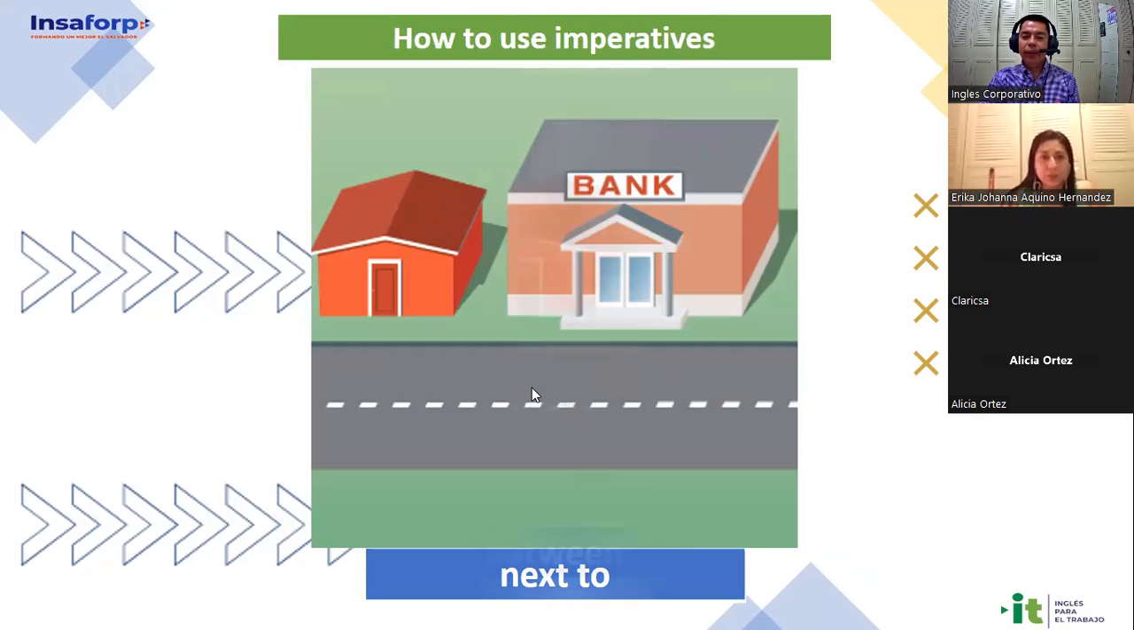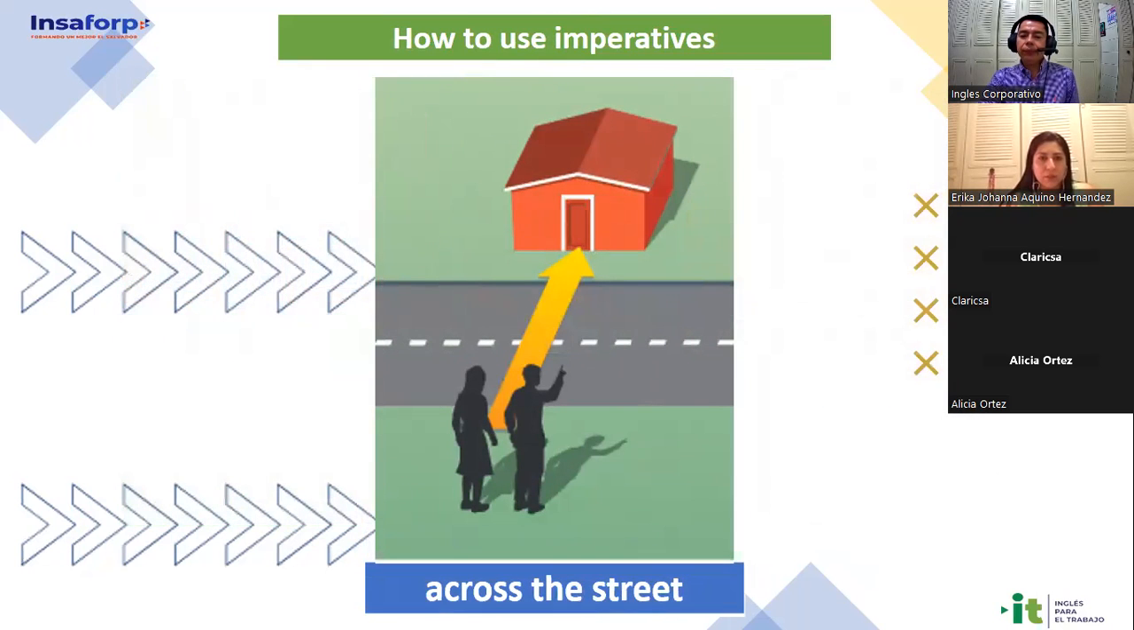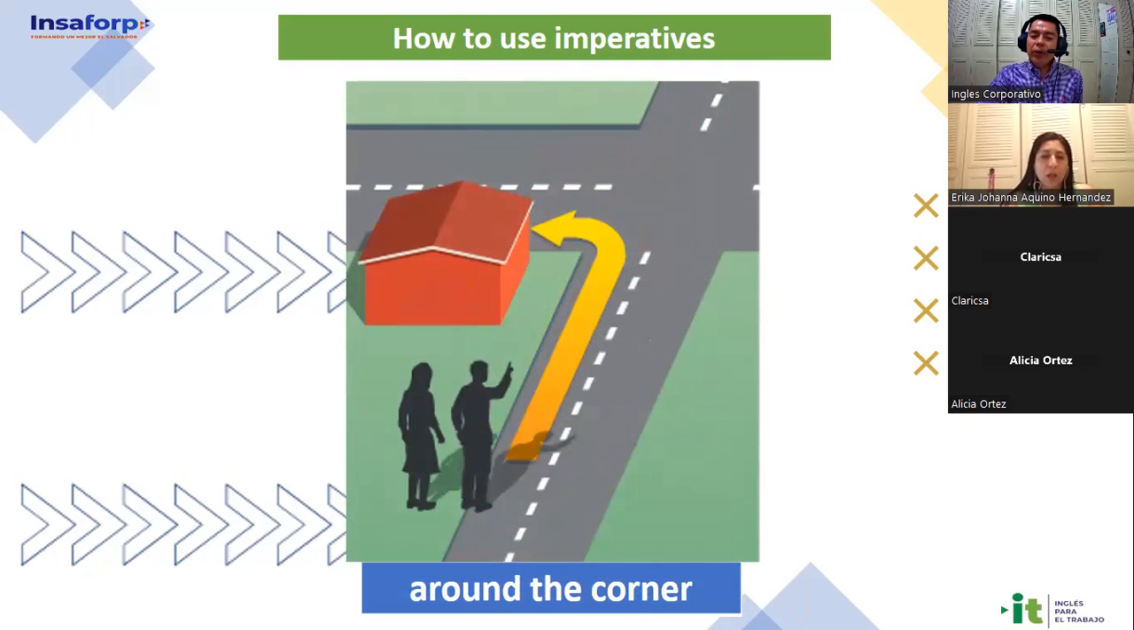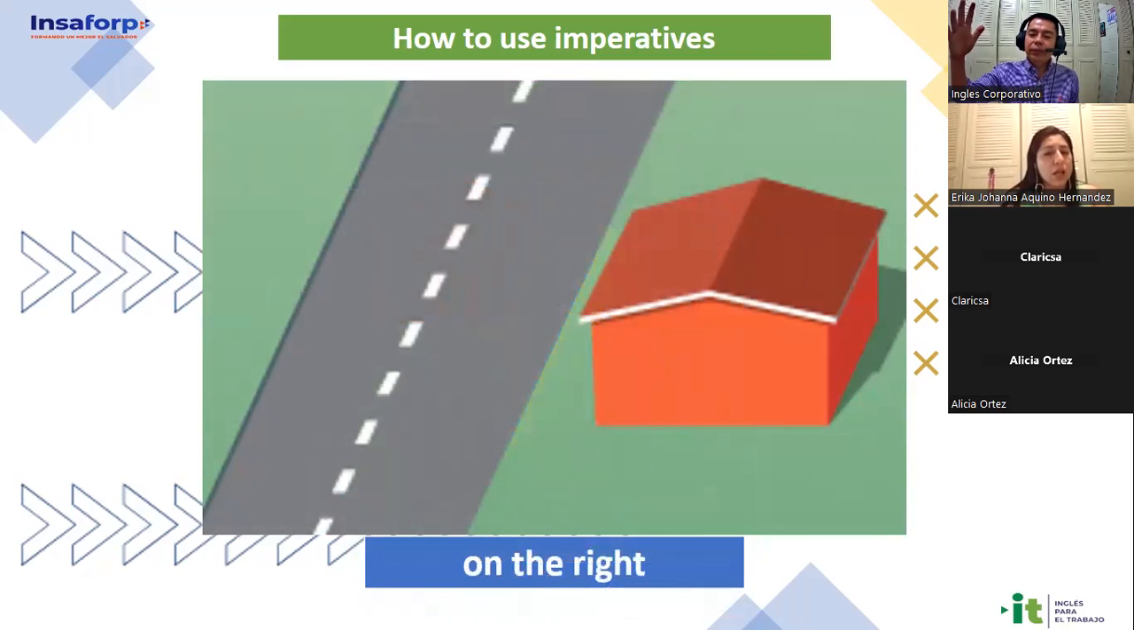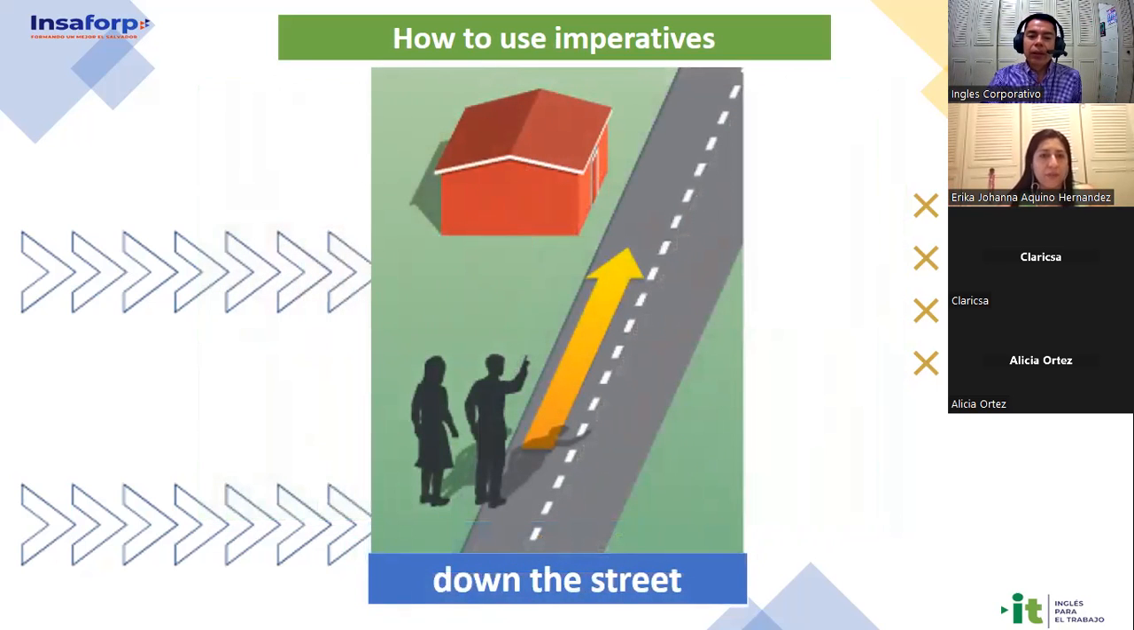Next to. Between. Repeat this, between. Across the street. Across the street. Listen, street. Don't say street, but street. Repeat, please. Around the corner. On the right. On the left. Down the street, right? And that's it.